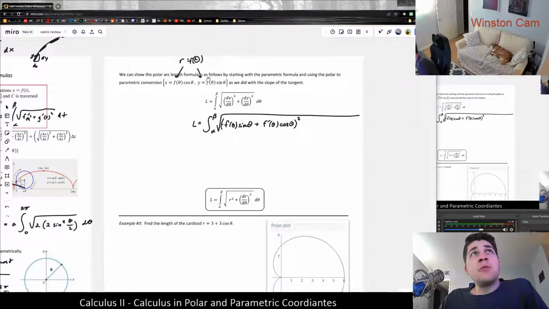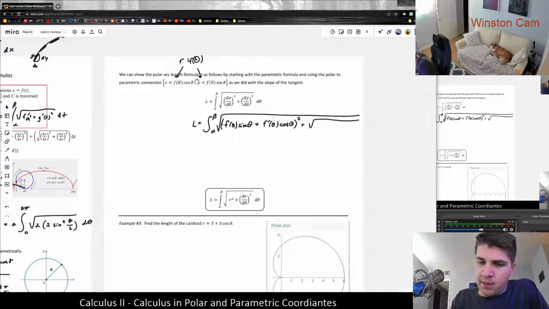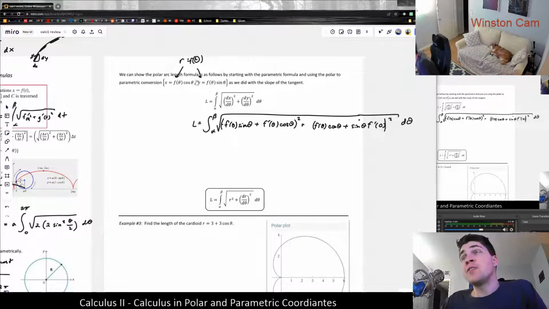Now dy d theta would be very similar by product rule, first d second plus second d first. So first d second would be f of theta times derivative of sine is cosine, plus second d first is sine times f prime. And all of, whoops, I wrote that in a square root. I meant to write that in a square, because again, we're going to have dx d theta squared plus dy d theta squared, all of that within a square root. And if we integrate that with respect to theta, this will give us the arc length of the curve.